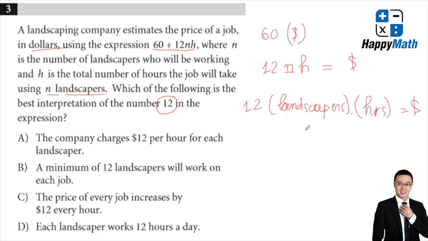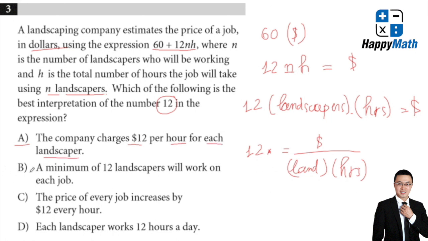The total equals dollars. So you just use algebra for this question, and 12 will be equal to some dollars divided by landscaper and hour. It means landscaper and hour are in the denominator position, so it represents one landscaper and one hour. So I will choose from A. You got the dollar per hour for each landscaper.